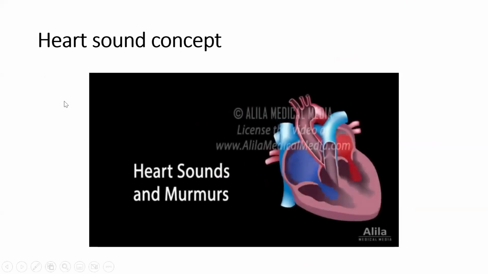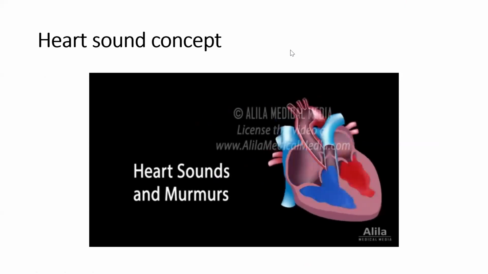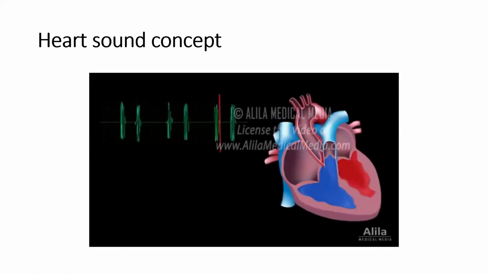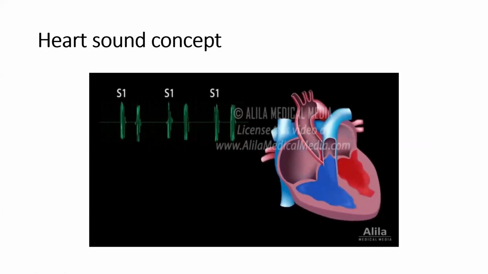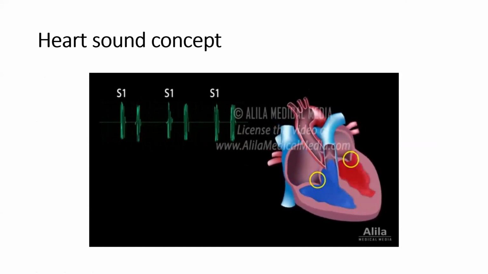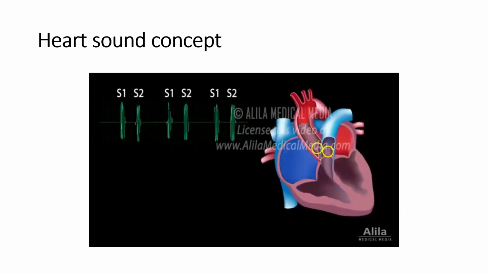When a healthy heart beats, it makes a lub dub sound. The first heart sound, also known as S1, is caused by the closing of the AV valves after the atria have pumped blood into the ventricles. The second heart sound, dub, or S2, originates from the closing of the aortic and pulmonary valves right after the ventricles have ejected the blood.